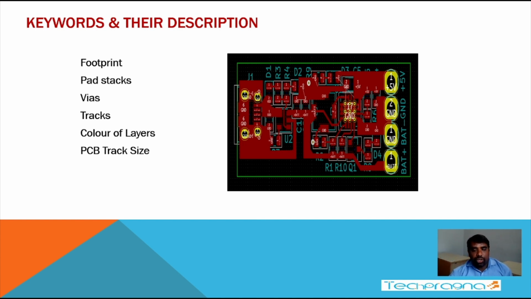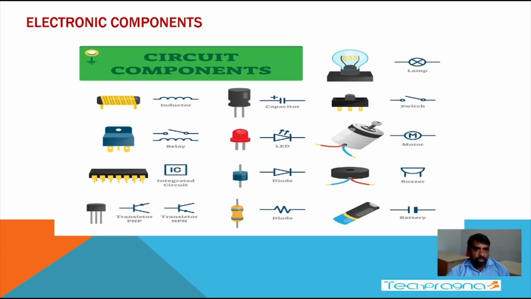When you are going to learn PCB designing, we have some points: footprint, pad stack, wires, tracks, color of layers, PCB tracks. What is a footprint? What is a pad stack? What are wires? What are tracks? What is color? What are PCB tracks? One by one we are going to learn these in our sections. These are very basic components we use in our board. Without using this board, we cannot make even one small circuit.